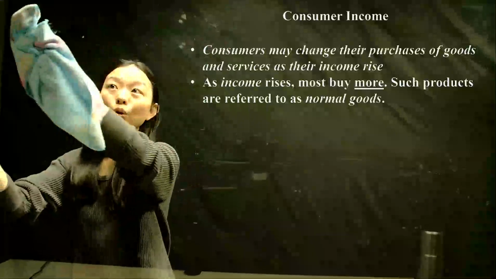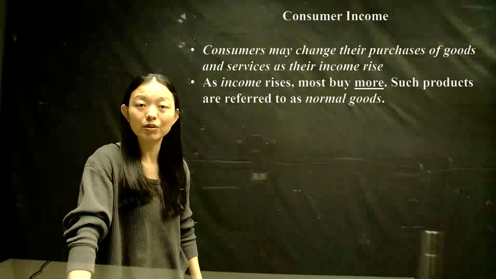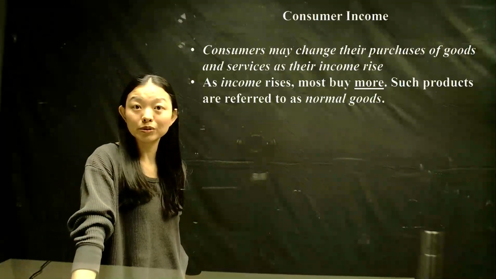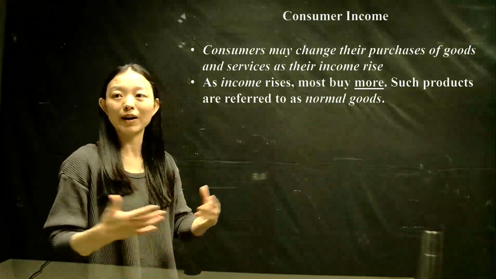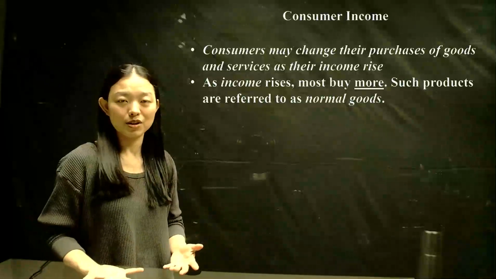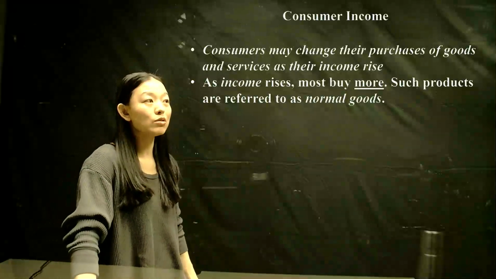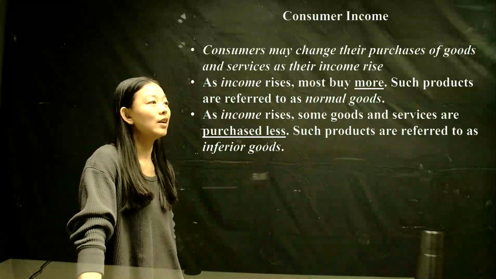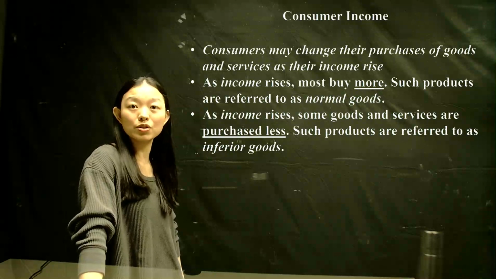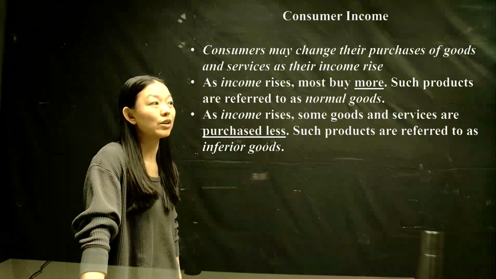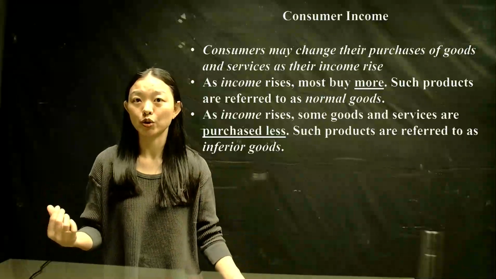Income increases, you buy more of those products. Normal goods. There are also some products, once your income increases, you would like to buy fewer, like instant noodles, like frozen pizza. If my income increases, I can afford to buy more, like a freshly made pizza. So I will reduce the quantity of frozen pizza that I purchase, right? So those goods we refer to as inferior goods. As income increases, some goods and services are actually purchased less. Those goods and services we call inferior goods. So you can see demand of inferior goods is negatively related to income.